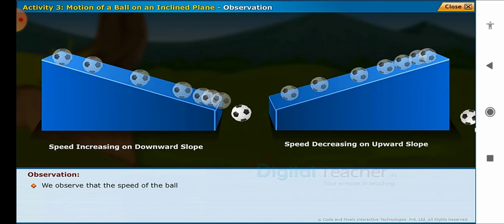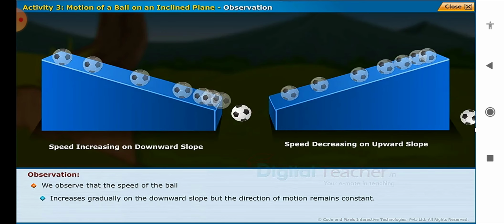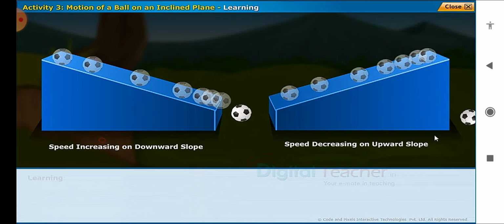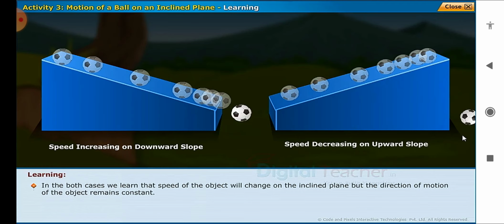We observe that the speed of the ball increases gradually on the downward slope, but the direction of motion remains constant. The speed decreases gradually on the upward slope, but the direction of motion remains constant. In both cases, we learned that the speed of the object will change on the inclined plane, but the direction of motion of the object remains constant.